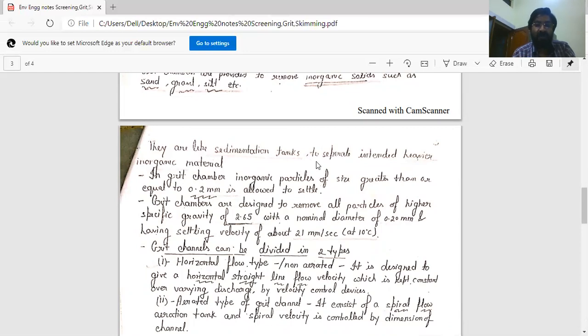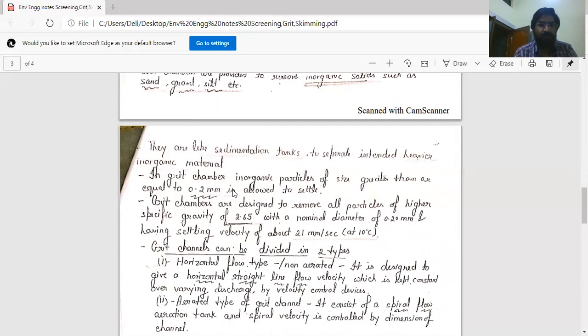To separate intended heavier inorganic material, in grit chamber, inorganic particles of size greater than or equal to 0.2 mm are allowed to settle. Like sand, particle size 0.2 mm or more is allowed to settle in grit chamber.